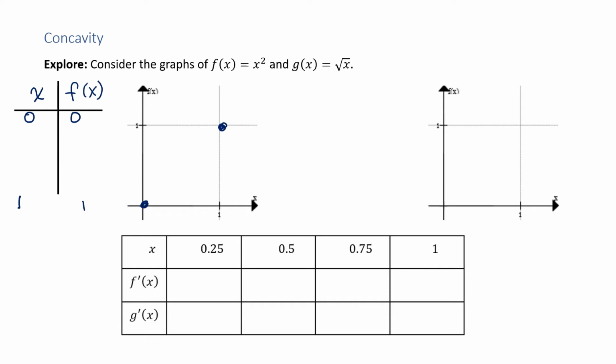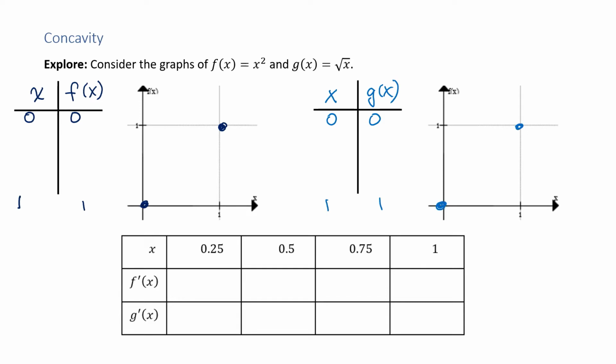Let's plot some points for g of x equals the square root of x. We'll have a t-chart. We'll have x and then compute the g of x. If x is 0, the square root of 0 is also 0. And if x is 1, the square root of 1 turns out to be 1 as well. So we'll mark those points.